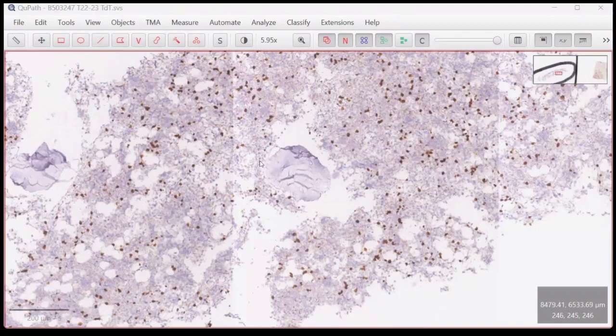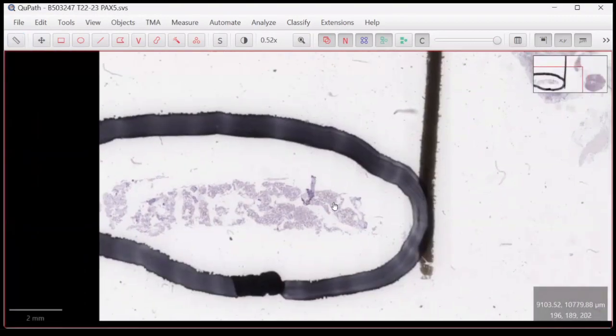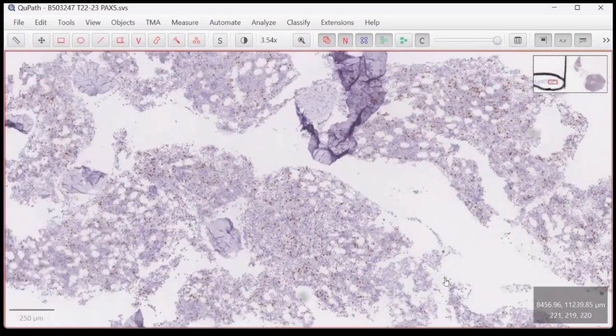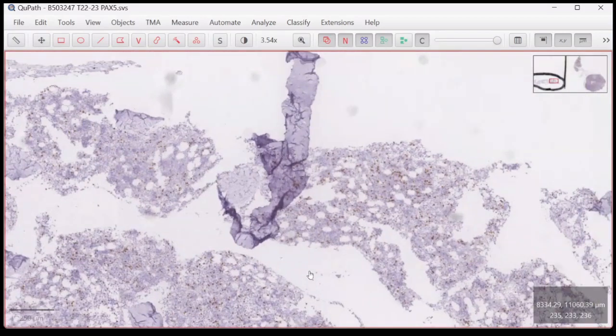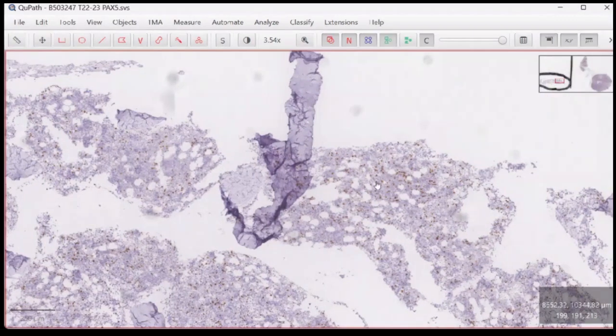When you get this kind of TDT pattern, we have to compare. This is PAX5. PAX5 may follow TDT. It follows TDT, isn't it? Because PAX5 marks more immature B cells, so they follow the TDT pattern.